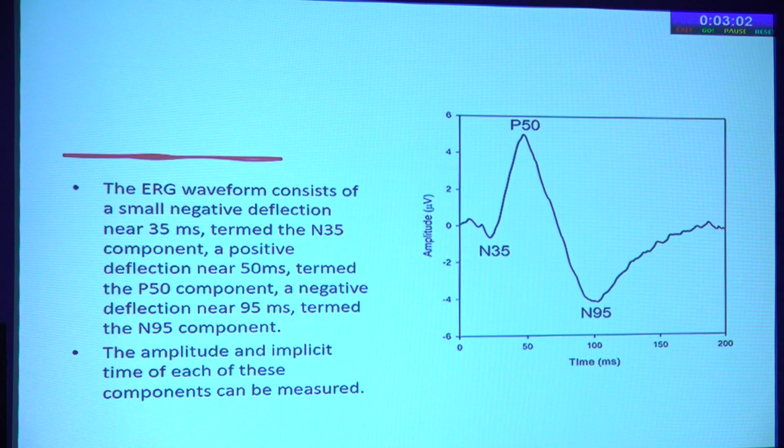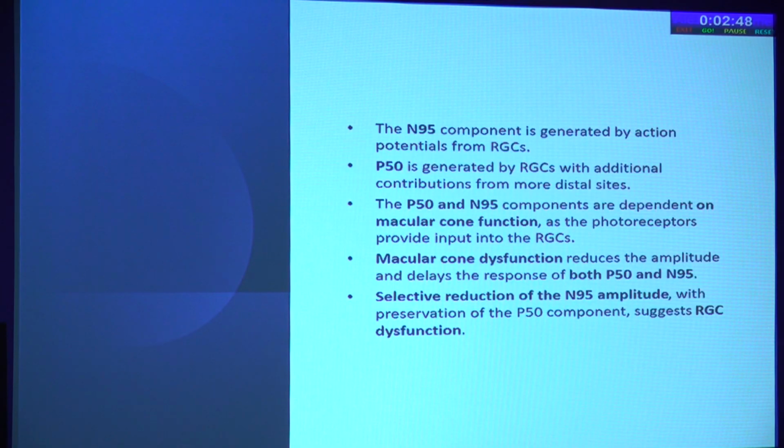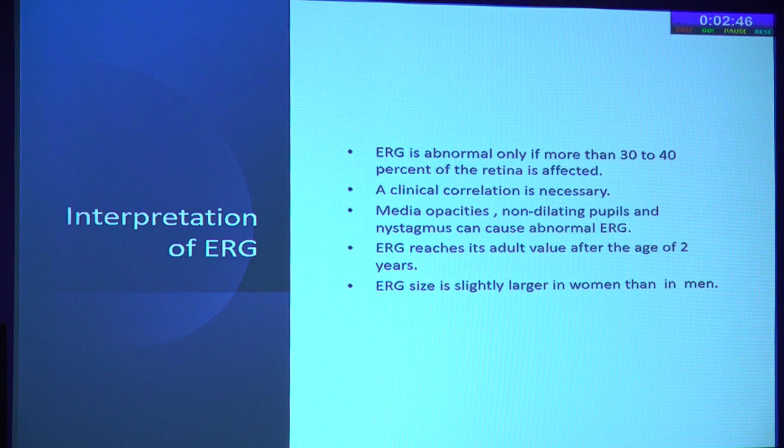If you look at the ERG waveform, you have an N35, P50, N95, corresponding to the milliseconds. The first one is negative, the second one is positive, the third one is negative, and the fourth one is again positive. So this is how a standard one looks. Let's now look at the interpretation. Please remember, unless the retina is affected by at least 30 to 40%, ERG will not show it up. So it's going to be extremely early, but that's early enough for us.